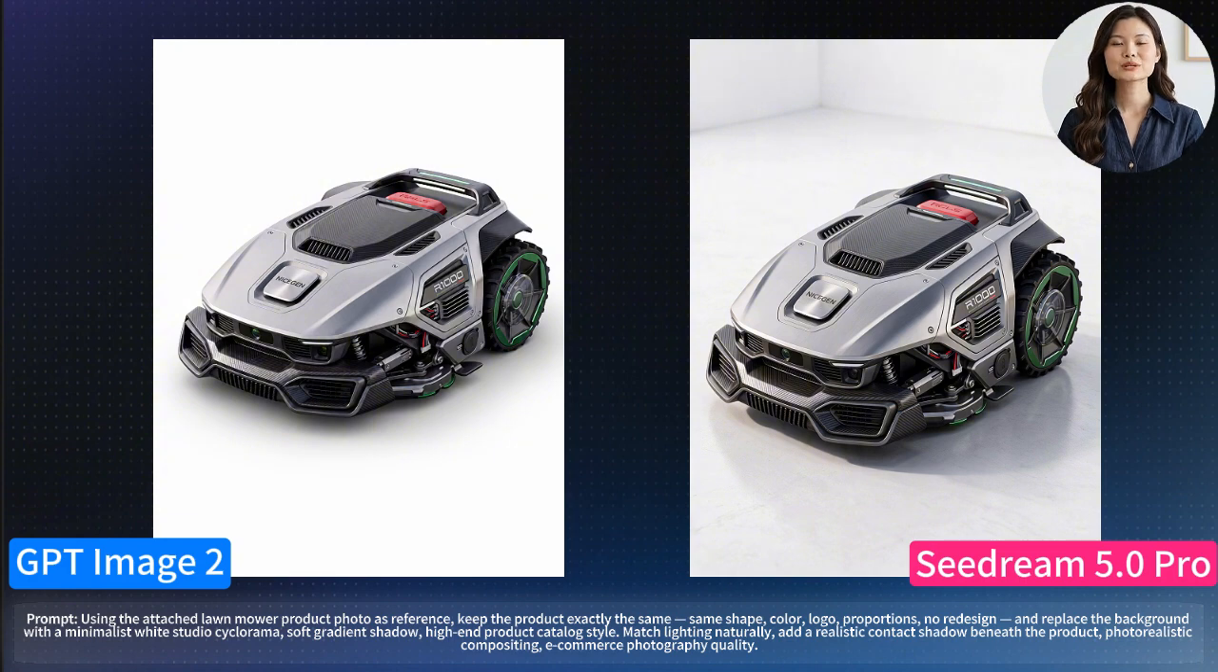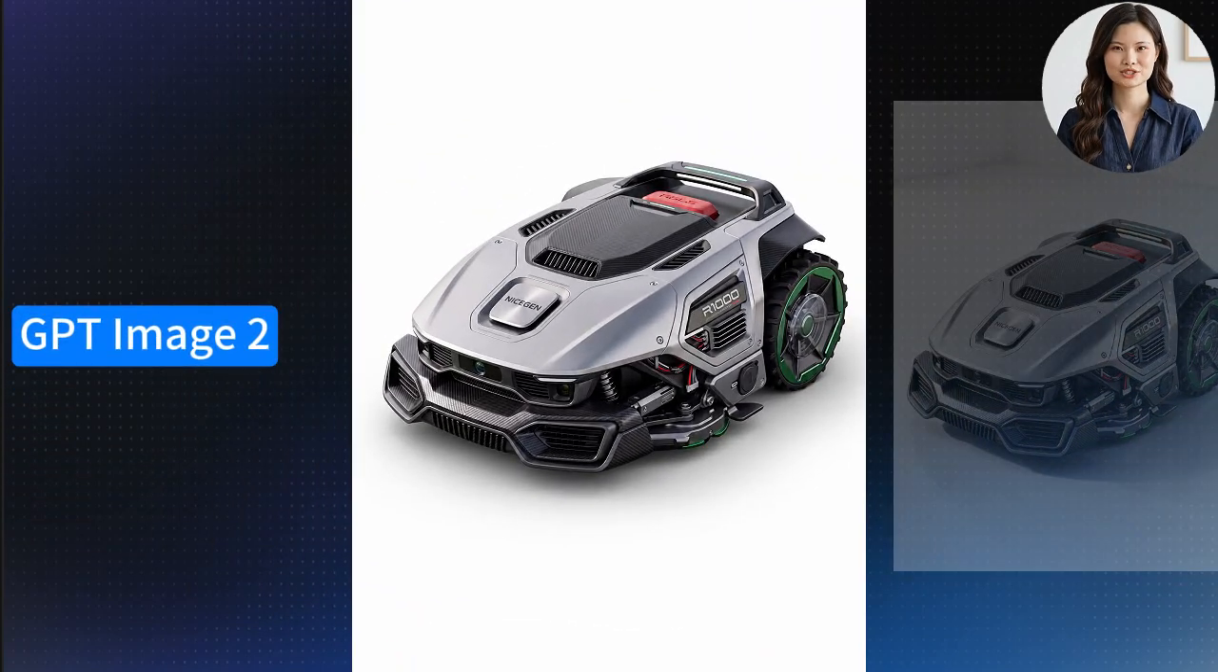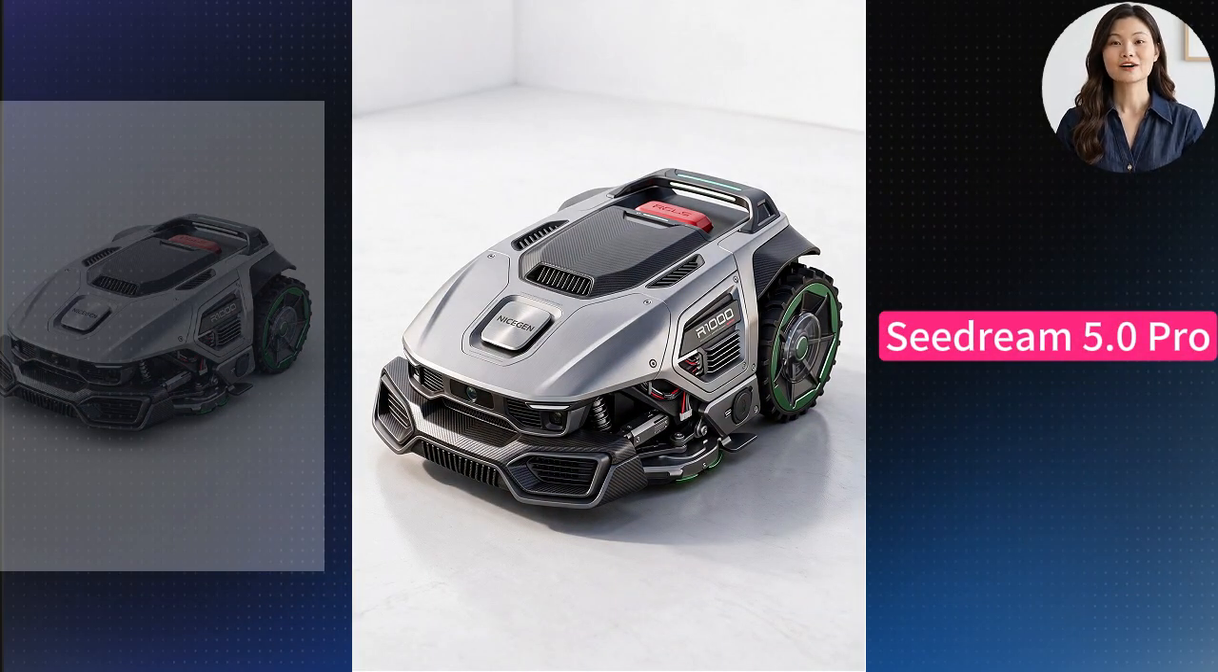In the third test, we used a minimalist white studio background for an e-commerce product shot. Here, GPT Image 2 delivers a cleaner, more premium-looking result that's better suited for commercial product promotion. Overall, both models have their own strengths. Seedream 5.0 stands out in creating realistic outdoor scenes with cooler tones, while GPT Image 2 produces cleaner, more polished images for commercial and e-commerce use.